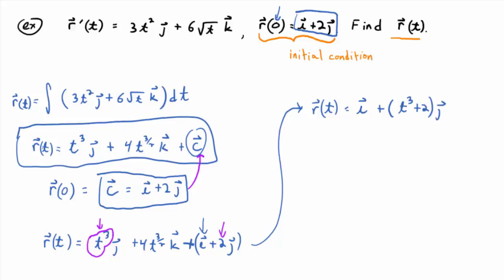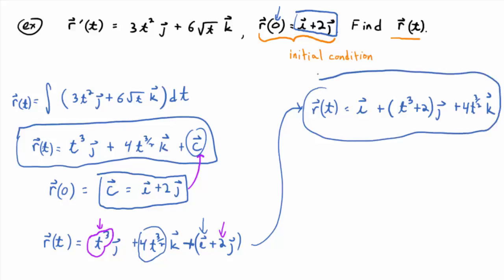And then we still do have a k component. What was the k component? It's going to be the same as it was, right? So plus 4t to the 3/2 k. So we recovered r of t, not up to a constant, but because of that initial condition, we recovered the exact function, r of t.